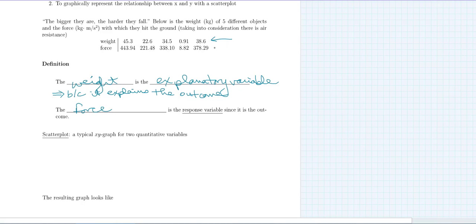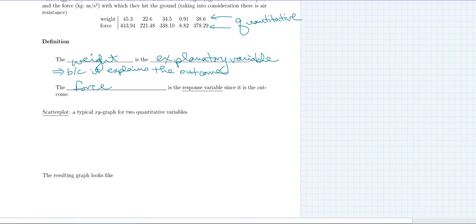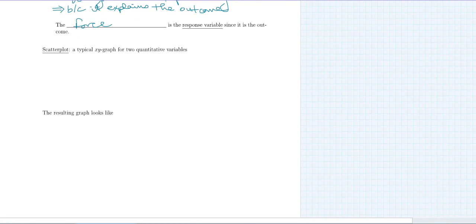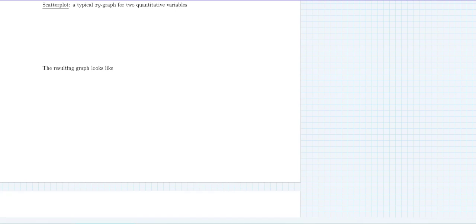So the first thing to note is that we're talking about the relationship between 2 quantitative variables, okay? These are 2 different variables and they're both quantitative. We want to know their relationship to one another. So our hypothesis was that weight explains force, okay? What you would do is gather some data based off of the experiment, and we have our data. So a typical XY graph is a scatterplot.